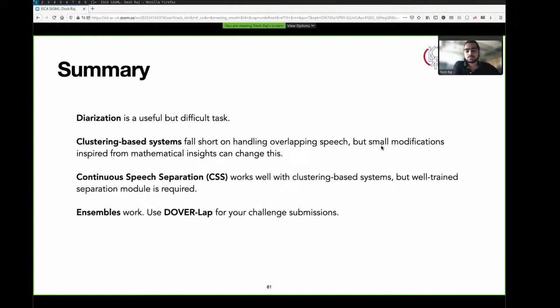However, with some small modifications based on mathematical insights, we can change this and we can perform them in an overlap-aware setting, and we can give them the capability of handling overlaps. The other paradigm, which is separate then diarize, also works quite well. And if you have a good separation module trained, you can essentially work with simple clustering-based systems and get very good results. And finally, ensembles do work, especially in challenges. So you should definitely use the overlap in your submissions.